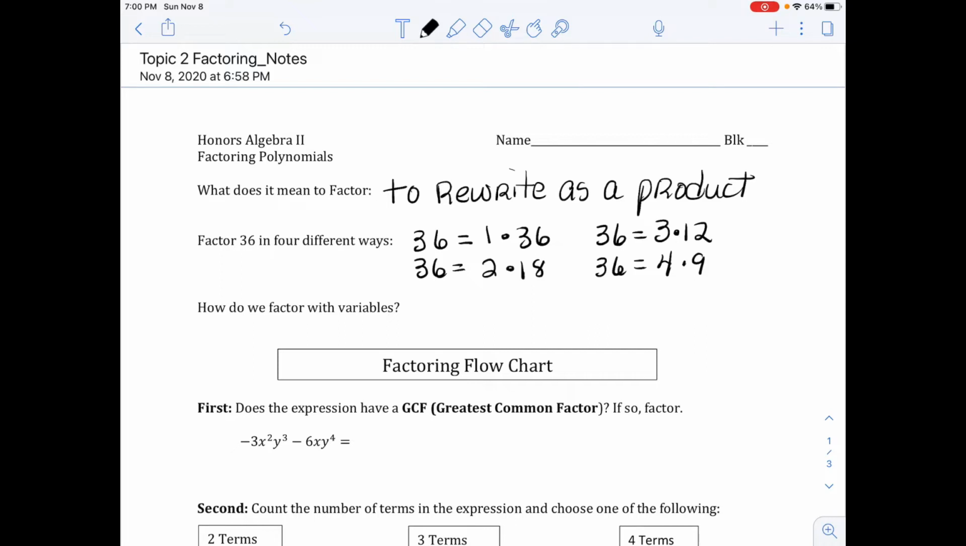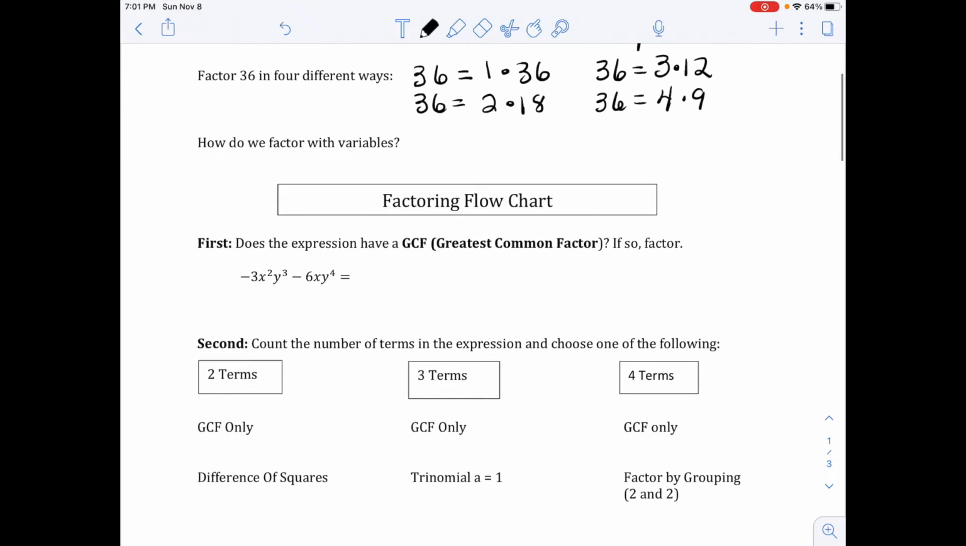How do we factor if we have variables? Well, there are several techniques for factoring that we're going to review. If some of these are completely unfamiliar to you, then you will have to practice them more than others. The first thing you always do when you factor is you look for what is called the greatest common factor.